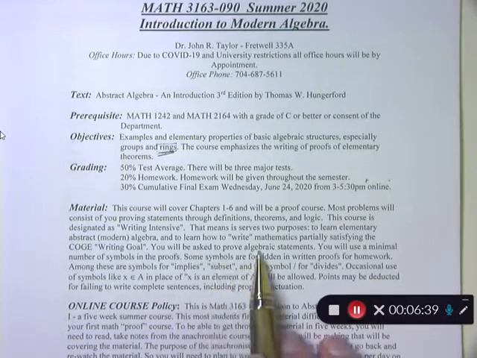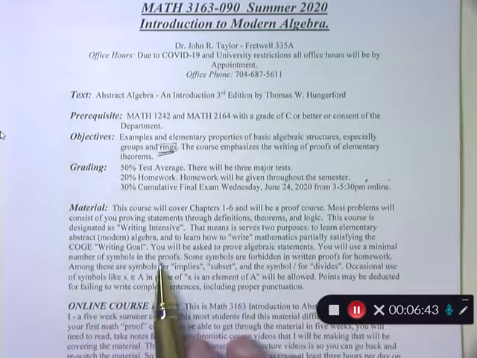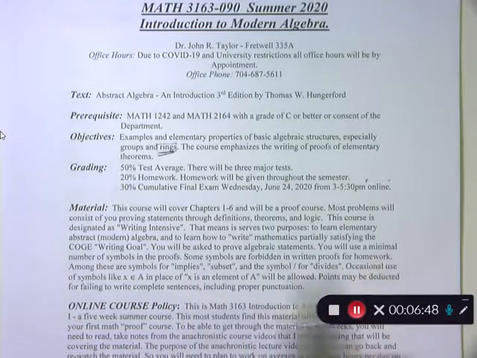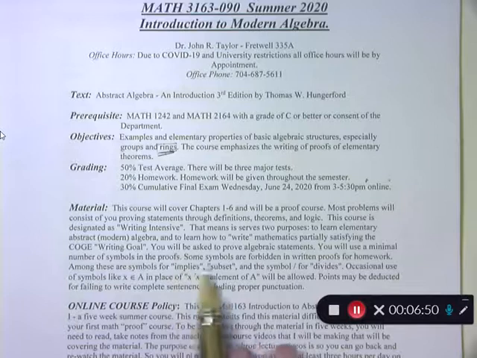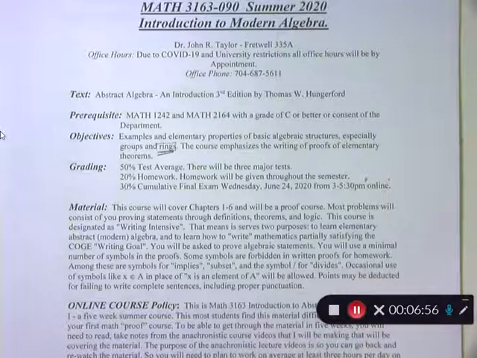You'll be asked to prove algebraic statements. You'll use a minimum of symbols in proofs. Some symbols are forbidden in written proofs for your homework. Among these symbols are implies and subset; you've got to write the word. Instead of the slash for divides, you write the word divides. Don't be lazy about this material. You have writing intensive. You want to write it out.